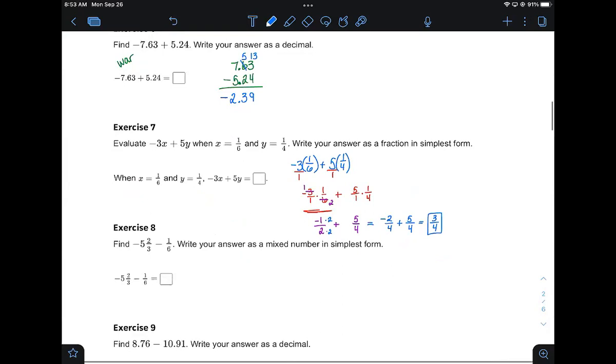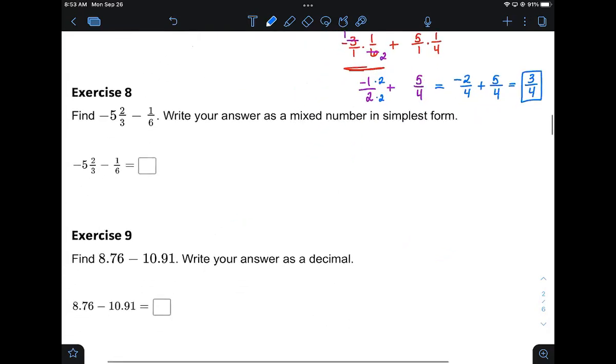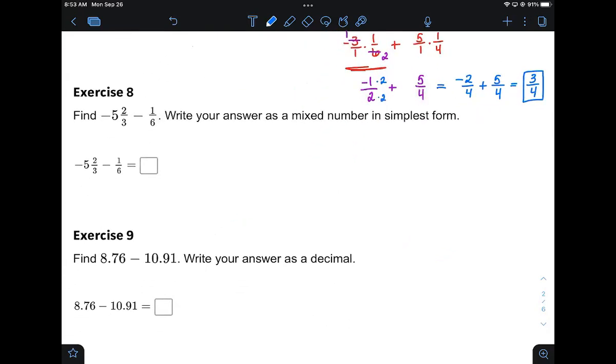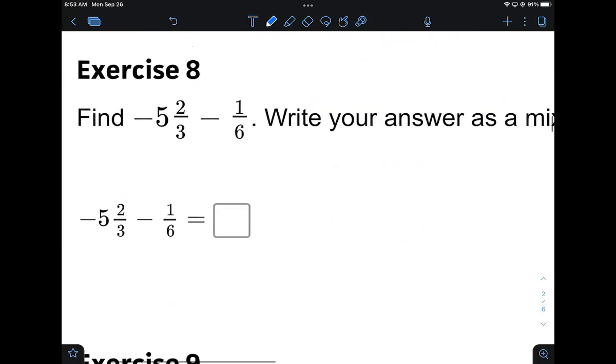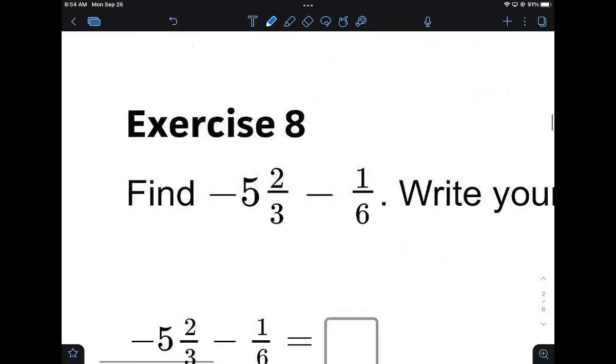All right, number 8 is our next one. Number 8 is negative 5 2/3 minus 1/6. So when I'm adding or subtracting, I don't have to convert it into an improper fraction. I can leave this first one here as a mixed number, as long as I'm still finding a common denominator. Is there a number I could multiply 3 by to get 6? What is it? Also 2. Yeah. So far we've kind of lucked out with these common denominators. They haven't been very difficult to find.